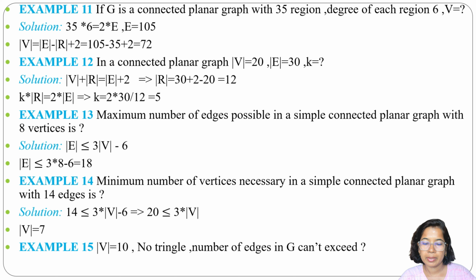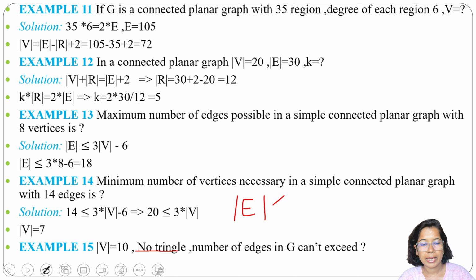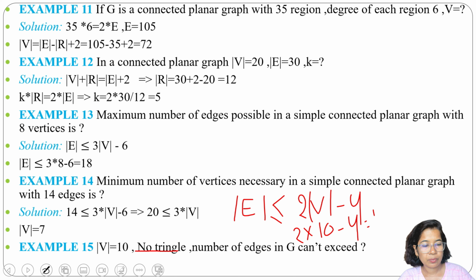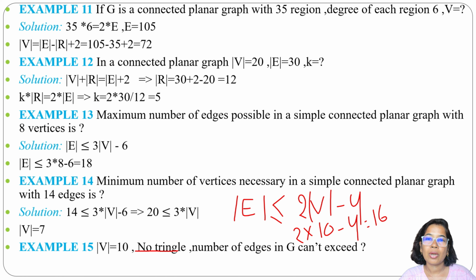Next, example 15. Number of vertices equals 10. No triangle. Number of edges in G cannot exceed. No triangle means no circuit of length 3. No circuit of length 3 means we will use corollary 2. E should be less than or equal to 2B minus 4. Here number of vertices given is 10. So 2 multiplication 10 minus 4. 20 minus 4, it's 16. So number of edges should not exceed 16.